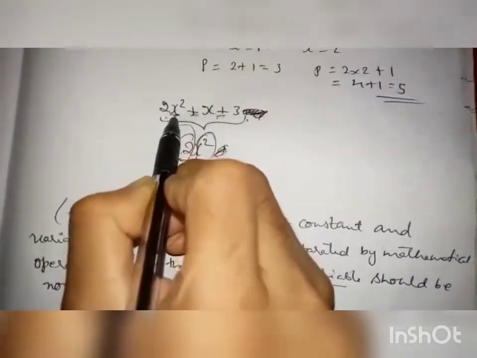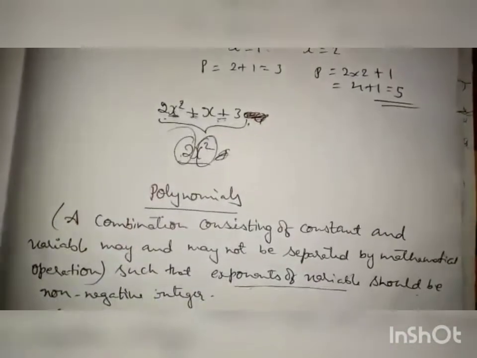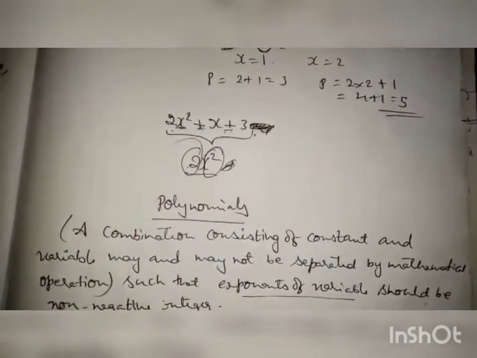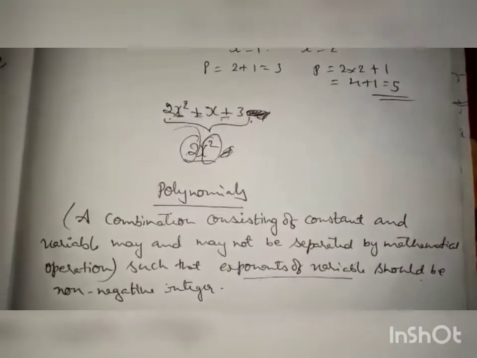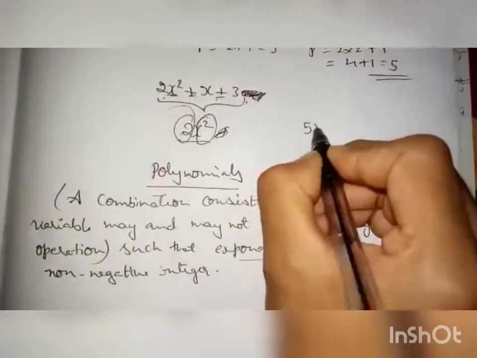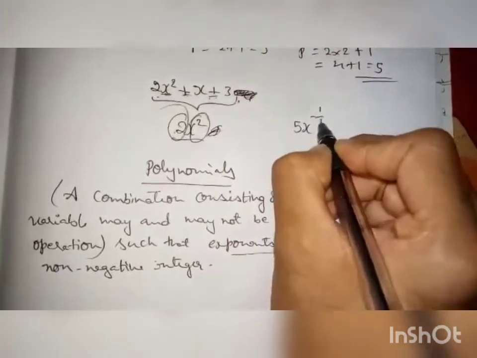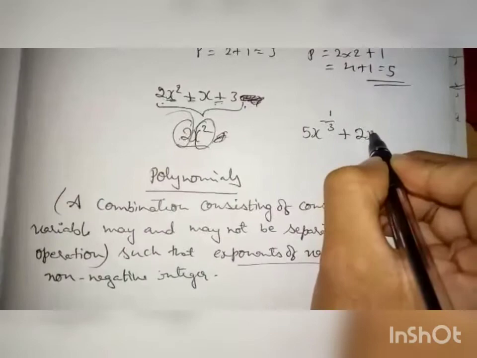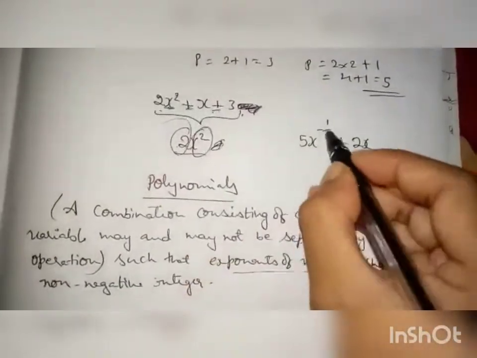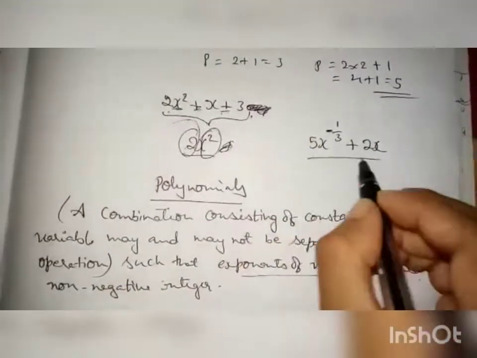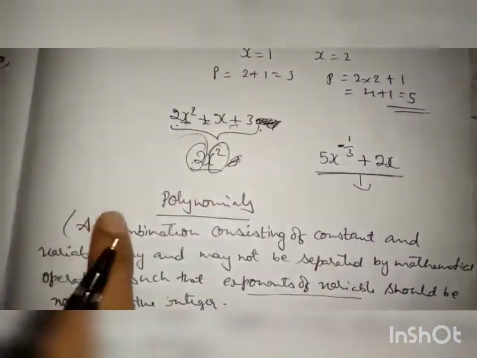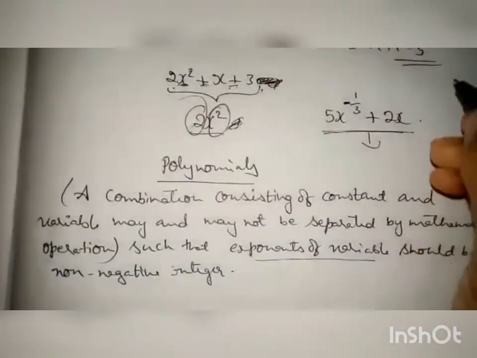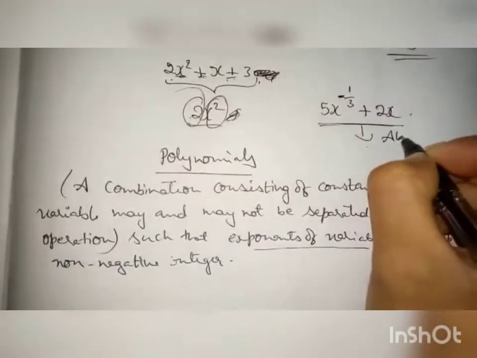Powers of the variable. So you will be having a variable, right? This variable's powers should be non-negative integers, meaning positive integers. It should have only positive integers. It should not contain any negative. For example, if you take 5x power minus 1 by 3 plus 2x, here this is not a polynomial, but it is an algebraic expression. Okay, the algebraic expression's condition is only this much. So this becomes an algebraic expression.